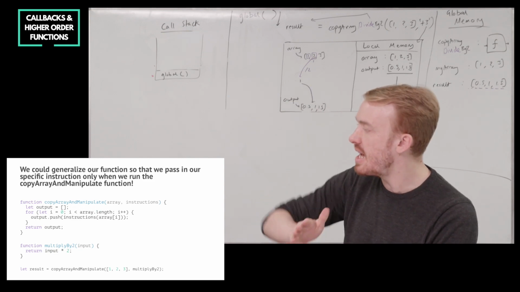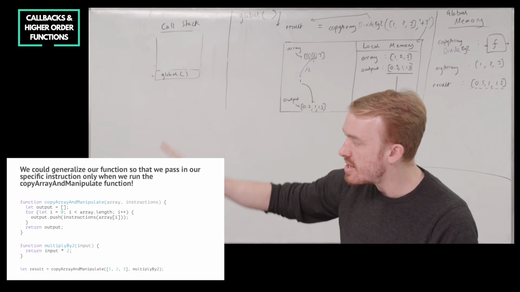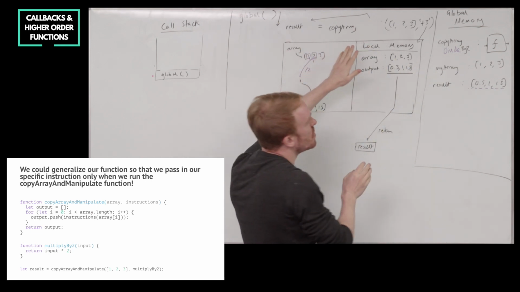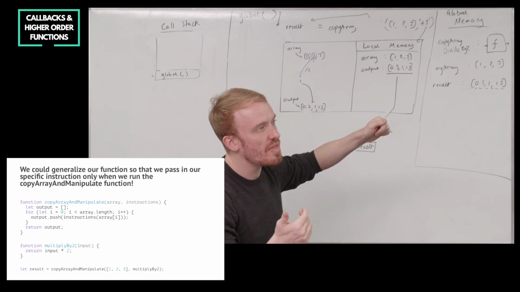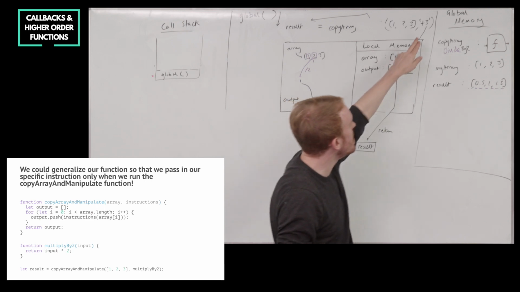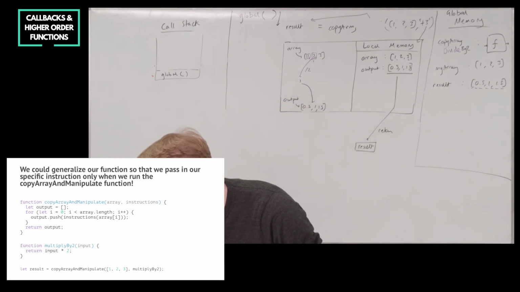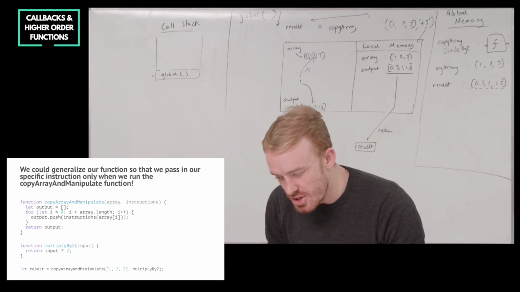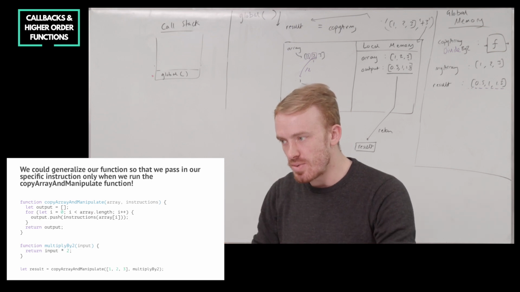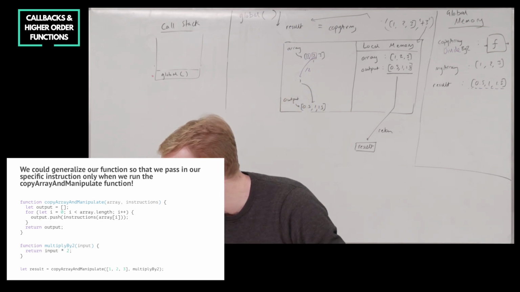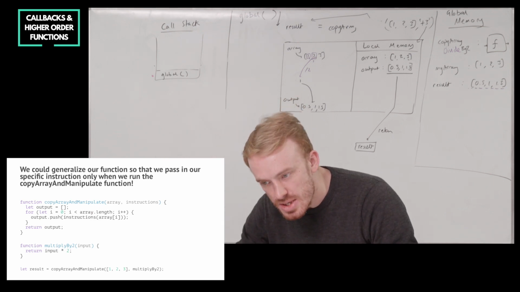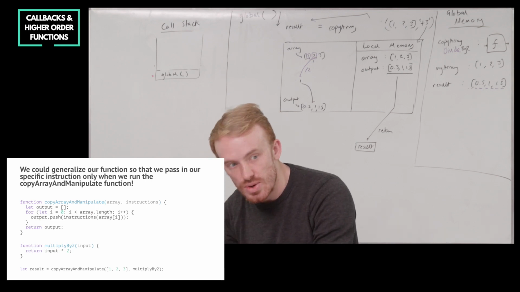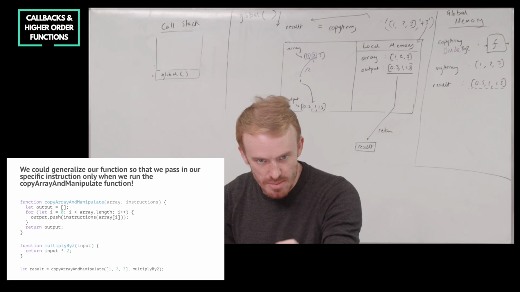We can generalize our function so that we pass in a specific instruction only when we run the function. So we can build a brand new function called copy array and manipulate, and when we invoke that function, at that point we can pass in the specific functionality, represented by these instructions. Just like array becomes 1, 2, 3, so too instructions is going to become multiply by 2. We'll grab the individual element of the array as an input to multiply by 2, taking array position 0, which is 1, throwing it into multiply by 2 and returning out 2, achieving the same as when we had array position 0, number 1, multiplied by 2.